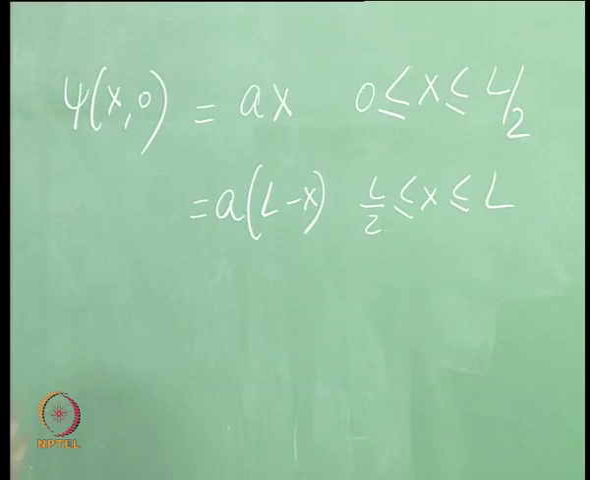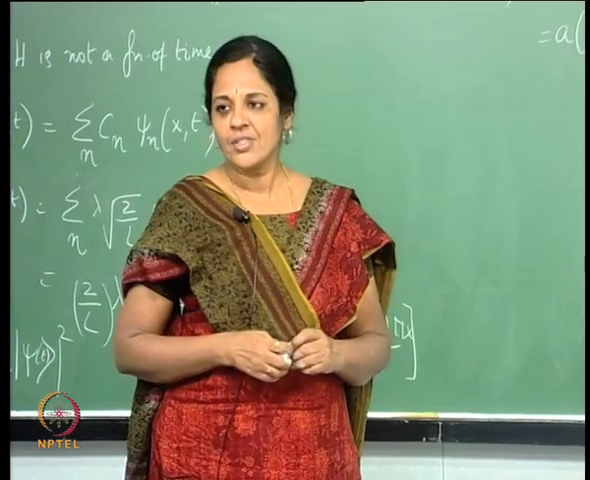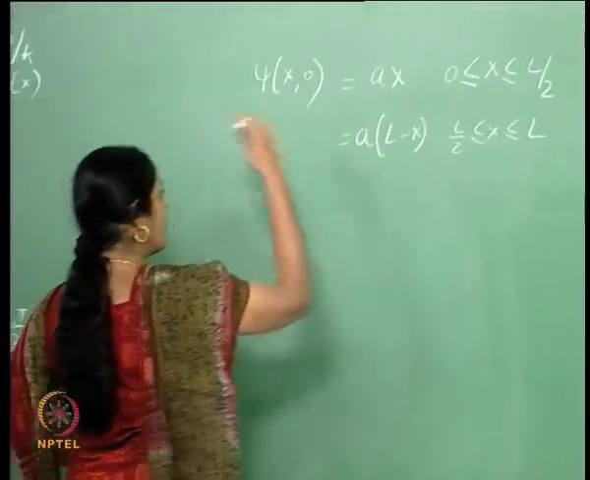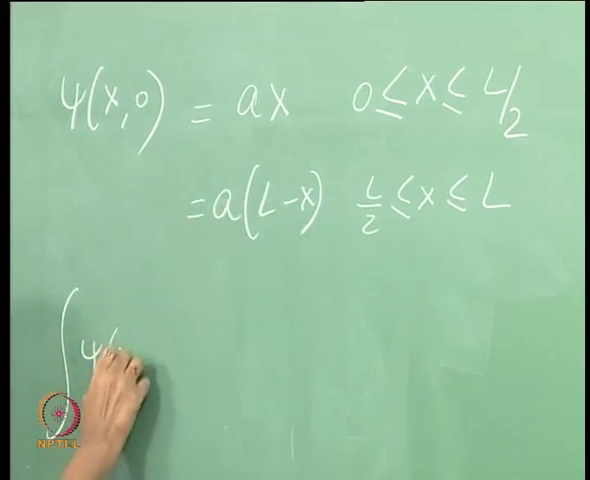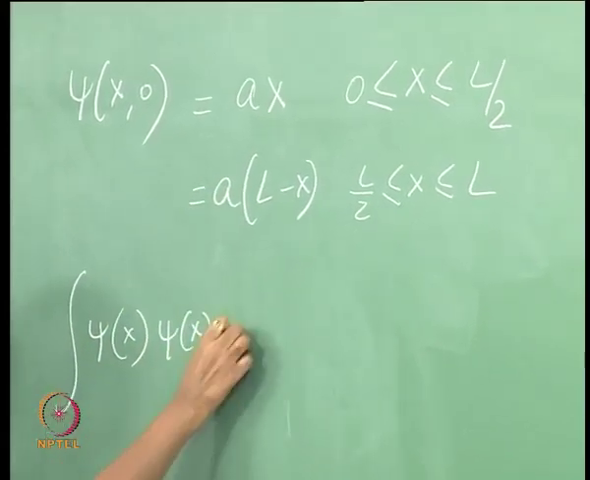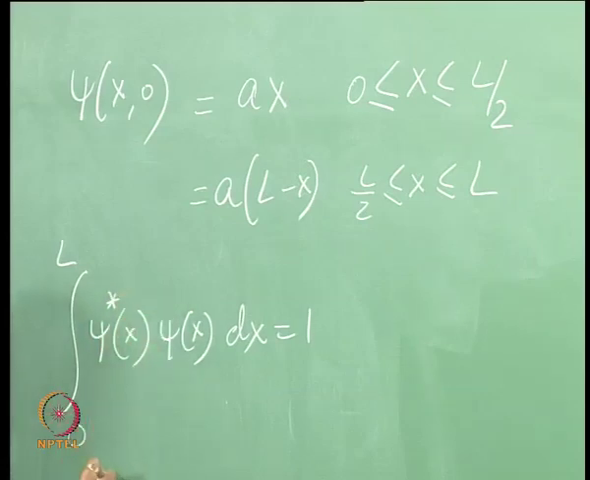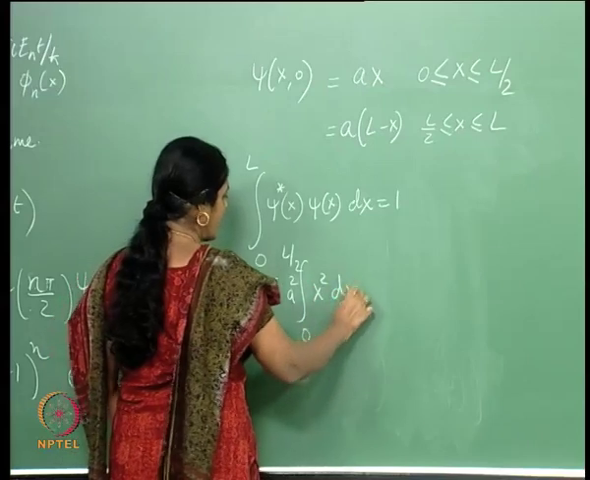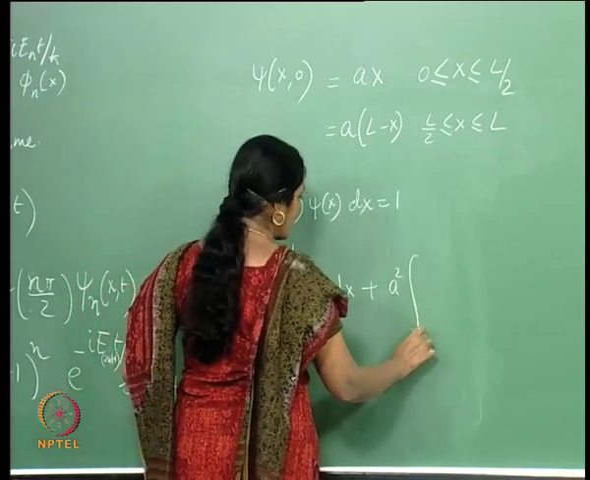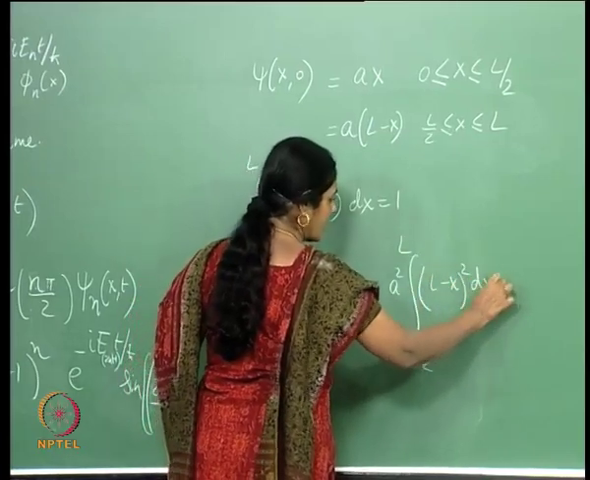The whole idea was to take a function which is normalizable, in other words, which belongs to the class of square integrable functions. Which means we have to fix A. So, the integral of psi star of x psi of x, here it is real, dx from 0 to L should be 1, and that means the integral from 0 to L by 2 of A squared x squared dx plus A squared times the integral from L by 2 to L of L minus x the whole squared dx is 1.